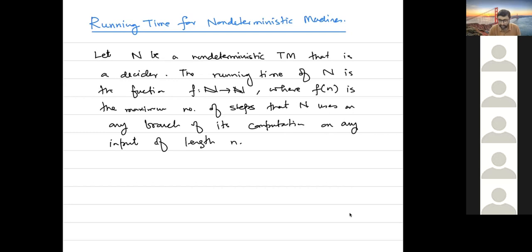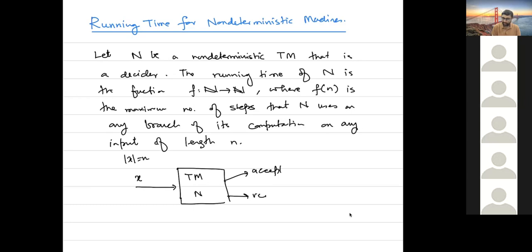So the definition for the running time of a non-deterministic Turing machine is really very similar to the running time of a deterministic Turing machine. So let's say we have a Turing machine M, and we have some input X such that the length of this input X is n, and it accepts or it rejects. Because it's a decider, we say that the number of steps made by this Turing machine M is the running time. Now, this is for a deterministic Turing machine, right?